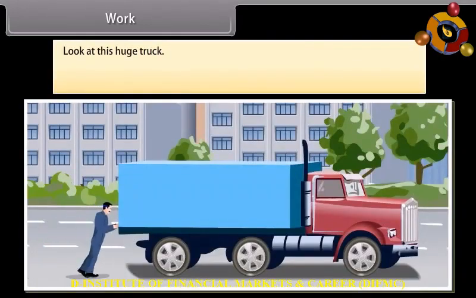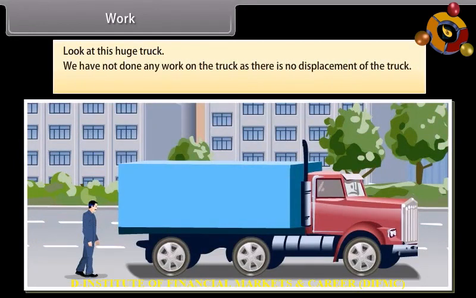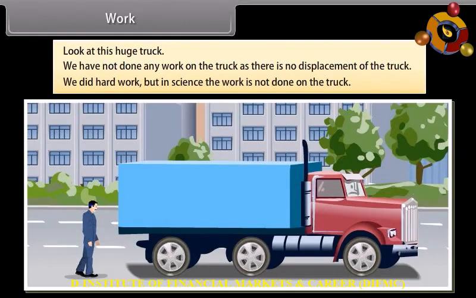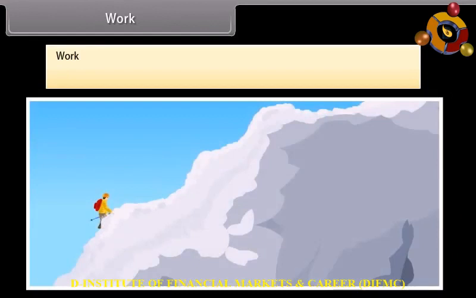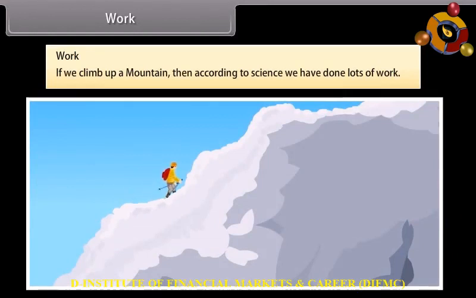We work hard to push it, but the truck does not move despite all the effort. We get tired. However, we have not done any work on the truck as there is no displacement of the truck. We can say that we did hard work, but in science the work is not done on the truck. We use and define the term work differently in science. For example, if we climb up a cliff, then according to science, we have done lots of work.